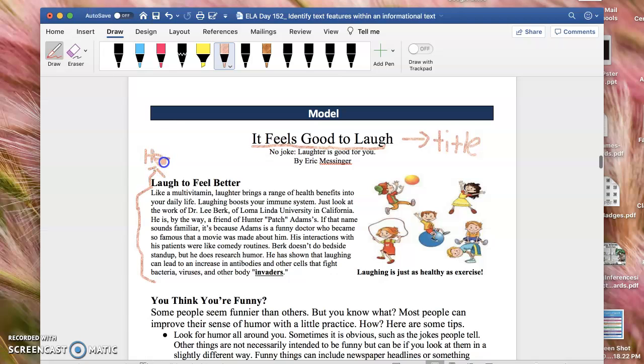That is our first heading. Okay? Notice how I'm just going throughout the text and I'm labeling the text features. I'm not even worried about reading the text because that's not what we're doing. The next text feature that I see, of course, is an illustration. I see a picture. Okay? Pictures are text features because they give you more information about the text. As you can see, you see like a group of kids laughing and having fun, which is what the text is about. And then another text feature that I see, laughing is just as healthy as exercise, is a caption. This caption is explaining what this picture is about. Okay?